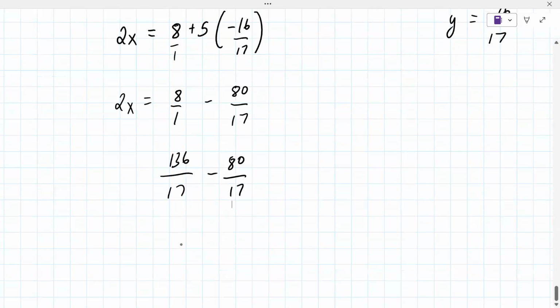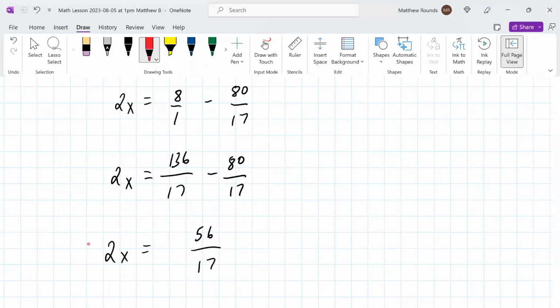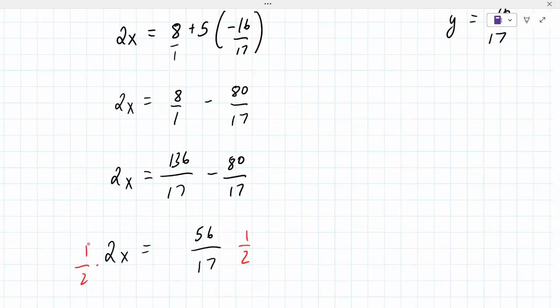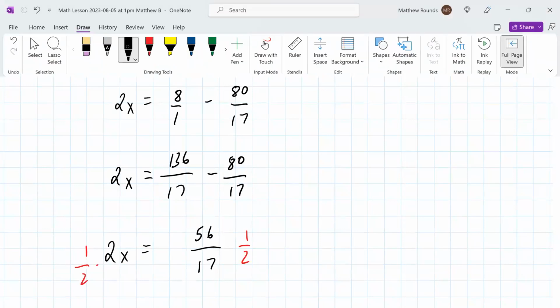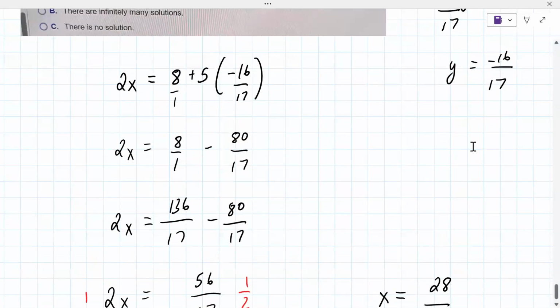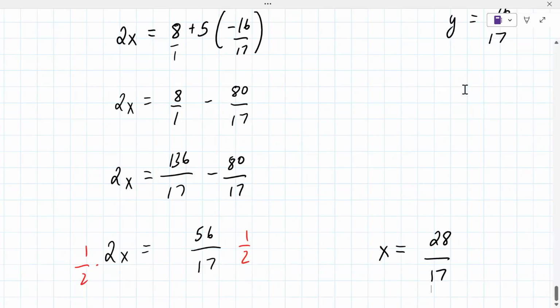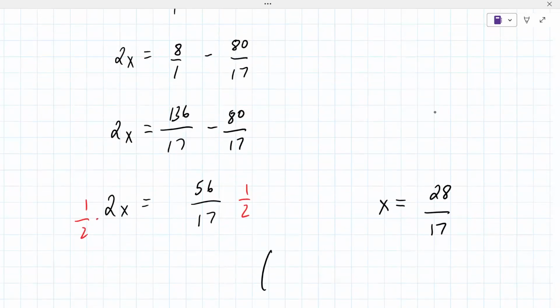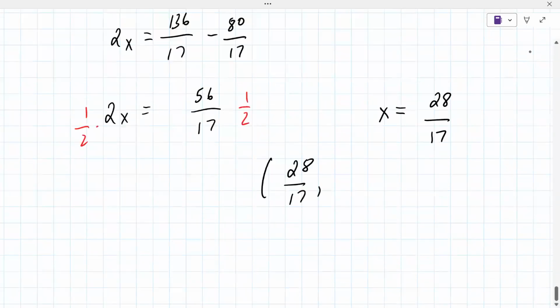And then from here, you add on the right side, so you get 56 over 17, 2x. And then normally you divide by 2, but because you have a fraction here, it's better to actually multiply by the reciprocal. Like this. And so x equals 28 over 17. It is common to have the same denominator in these types of problems. So it says to write your answers in ordered pair, 28 over 17, comma, minus 16 over 17.